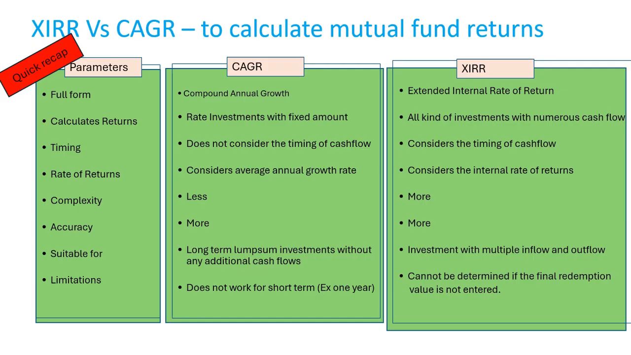Accuracy: both are accurate. CAGR is suitable for long-term lump sum investment without any additional cash flow. XIRR is suitable for investments with multiple inflows and outflows. A limitation of CAGR is that it does not work for short periods, that is short term, for example 1 year. XIRR cannot be determined if the final redemption value is not entered.